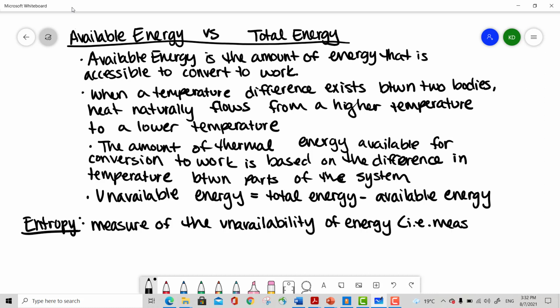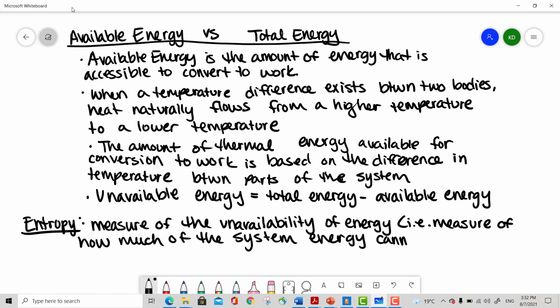I.e., a measure of how much of the system energy cannot be converted into work. Okay, so it's the measure of the unavailability of energy. So whatever our available energy is, the remainder is our unavailable energy, also known as our entropy.